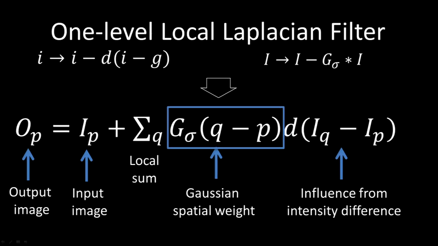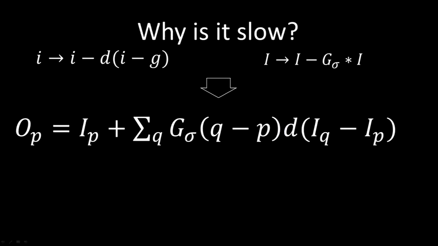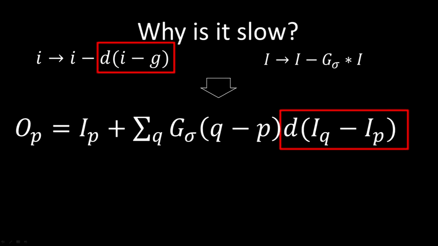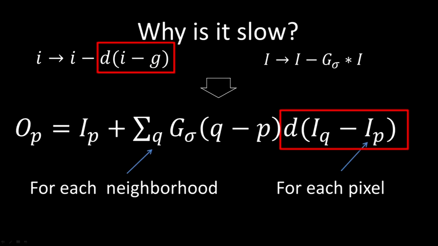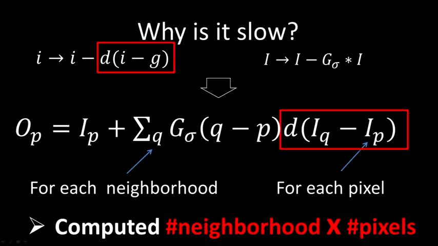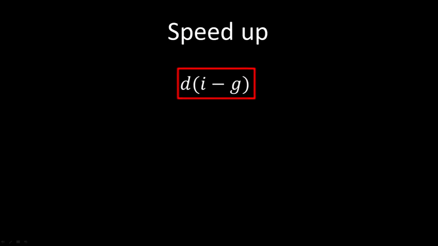So now, using this equation, we can understand better why local Laplacian filters are slow to compute. They are slow because D is spatially varying. One must compute this remapping for each pixel and on its full neighborhood. So at the end, the computational time is proportional to the product of the two.